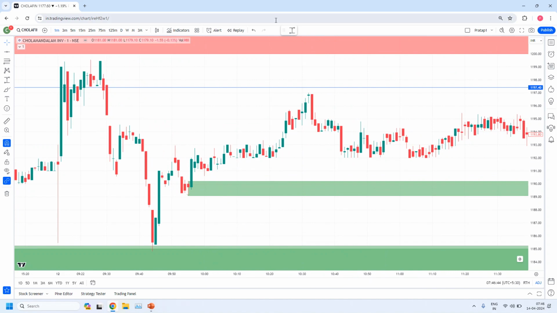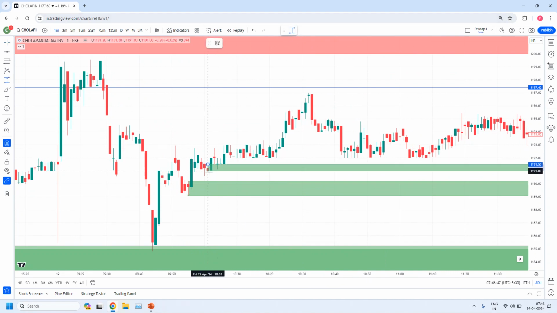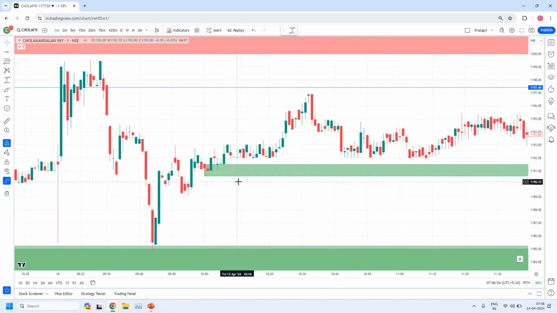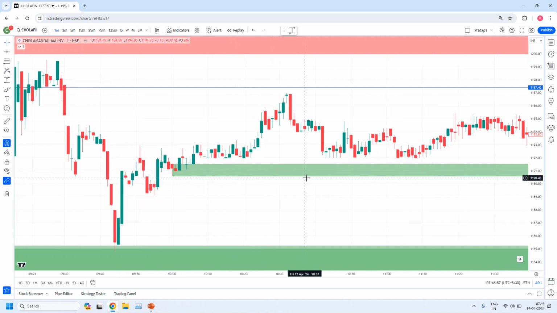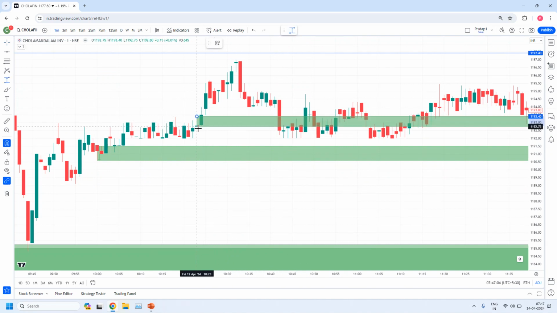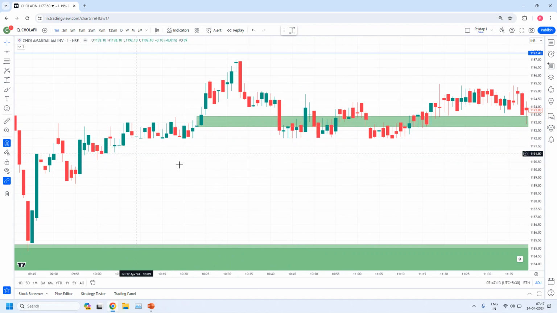Next, you see another zone is created here. So now this is no more valid. And if this zone is violated, you will exit here. But another zone is created here. And if this zone is violated, you will exit here. And you will exit here. So this is no more valid. See, this is trailing. How we are trailing, how we are adjusting the stop loss.